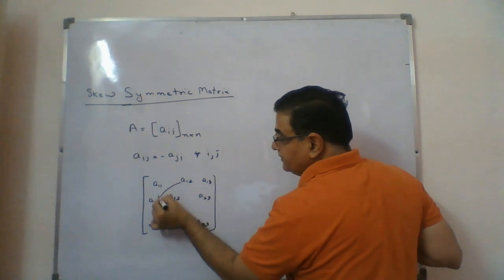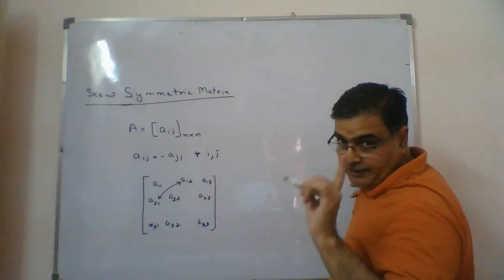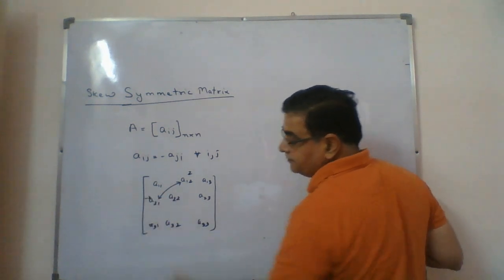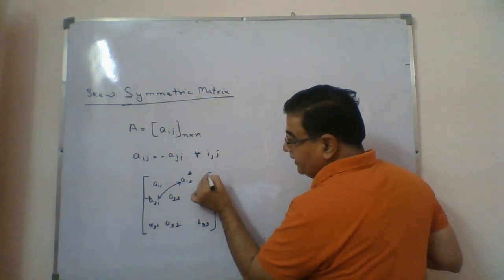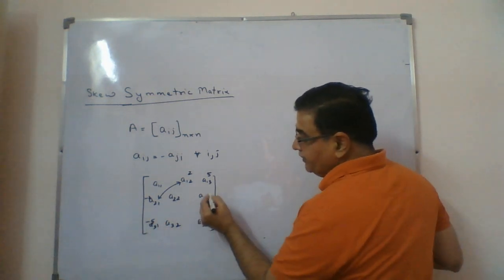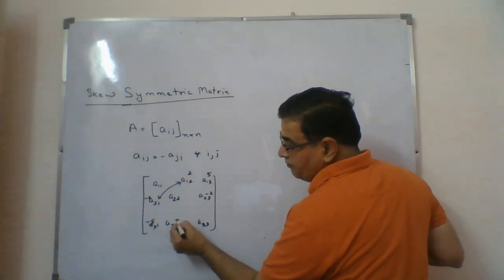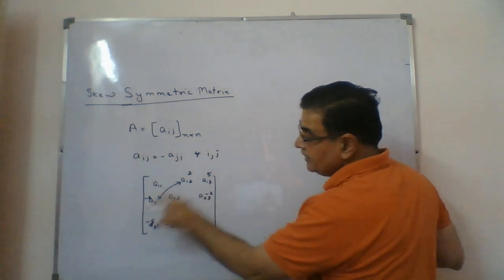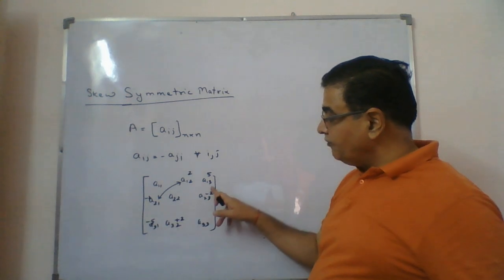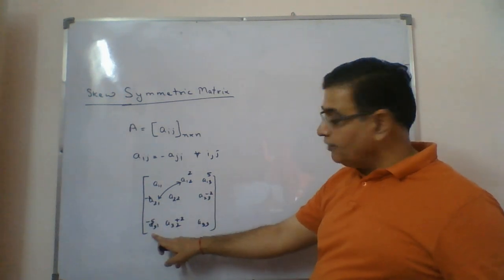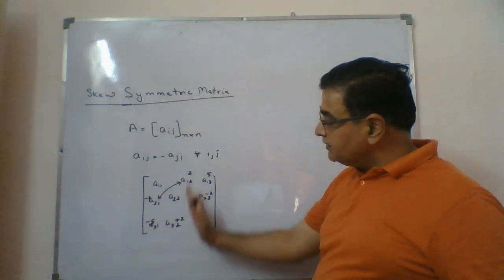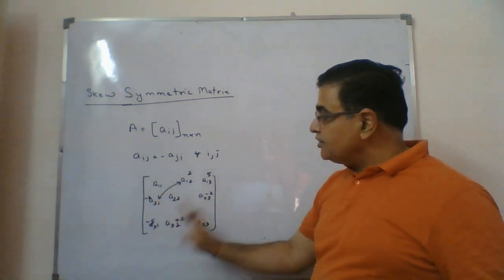Between this element and this element, there must be a difference of minus sign. Means if it is 2, then this should be minus 2. If it is 5, then this should be minus 5. If it is minus 2, then this should be plus 2. So these are the elements. A12 must be minus of A21, A13 must be equal to minus of A31, A23 must be minus of A32. So this means these elements should be negative.